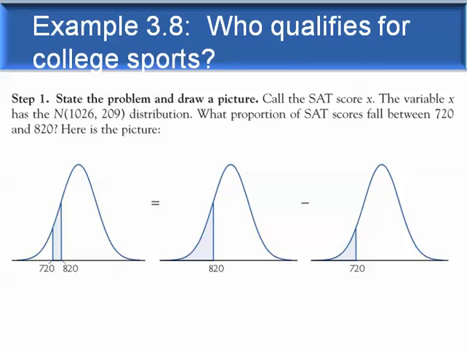As we look at our picture here, this is our standard picture. Again, it's always good to draw this. They don't really have these marked with the standard deviations, but we know because the mean is 1026 that both the 820 and the 720 fall below that. What we're trying to do is find the percentage of students who score between 720 and 820. The way we're going to do that is find the percent that score below 820 and subtract from that the students who scored below 720, and that's going to give us the percentage that falls in the middle.